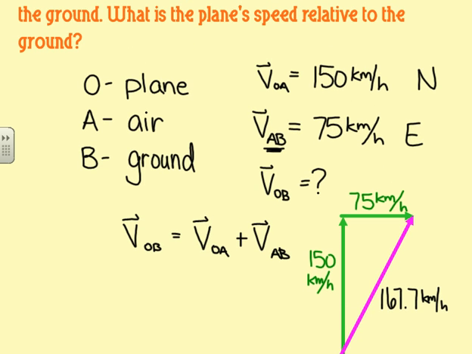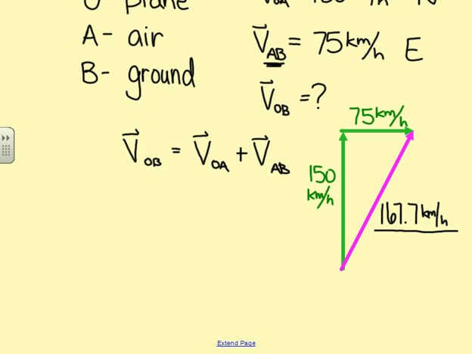This problem says, what is the plane's speed? So I don't need to worry about direction. I only need to worry about speed. Relative to the ground, the plane is traveling 167.7 kilometers per hour. Just in case you're curious, if the problem had said, what is the plane's velocity relative to the ground, I would also use trig to solve for this angle right here.